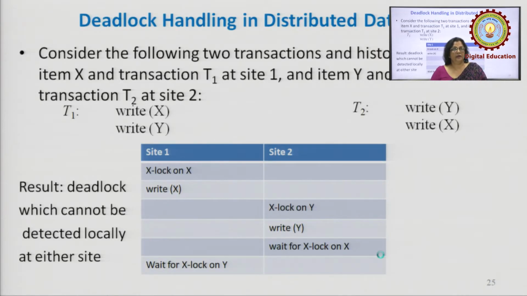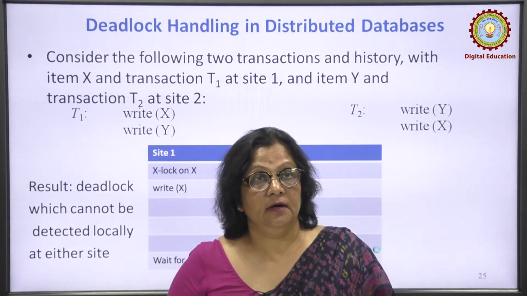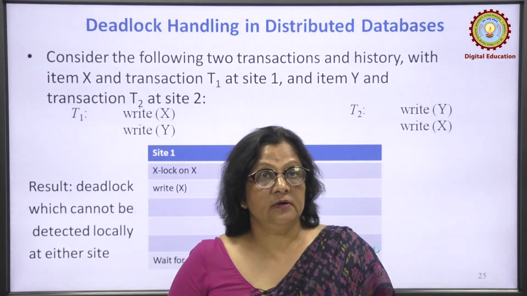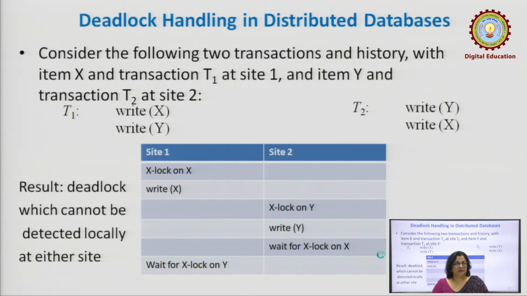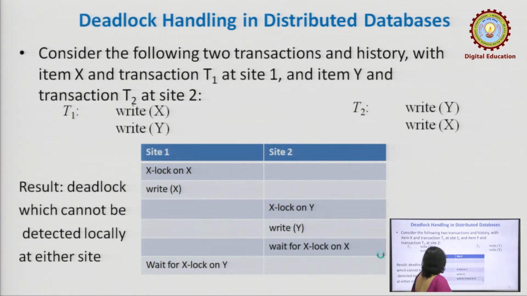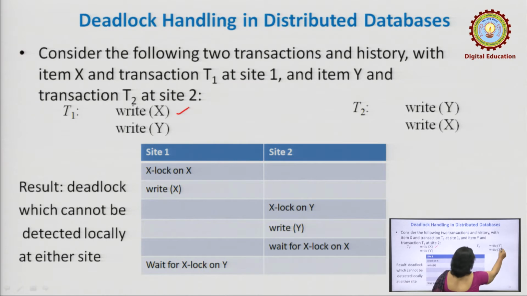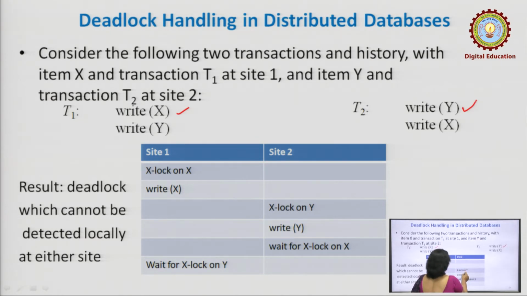The next topic that we will take up is deadlock handling in distributed databases. Now, consider two transactions: transaction T1 at site 1 with the item X, and transaction T2 at site 2 with the item Y. So, we have two sites: at site 1 we have the item X, at site 2 we have the item Y. T1 is executing here, T2 is executing here.